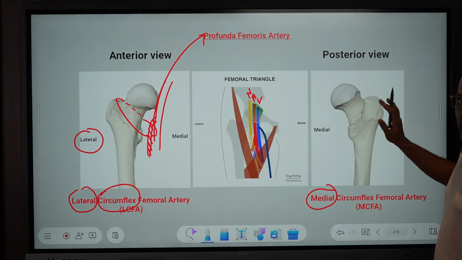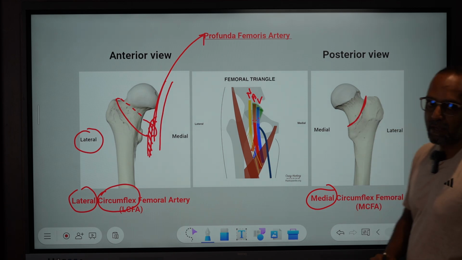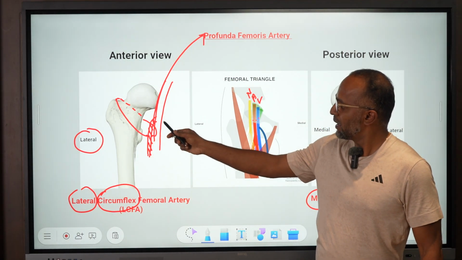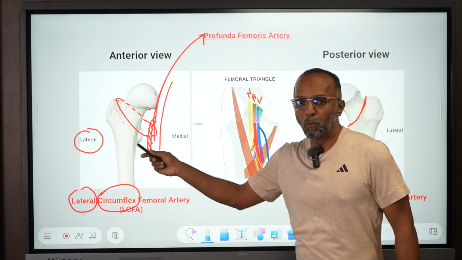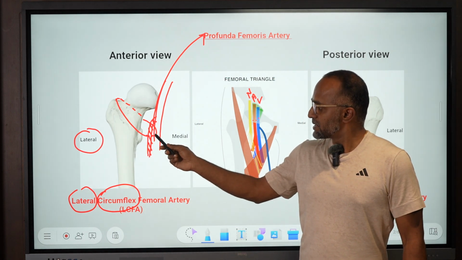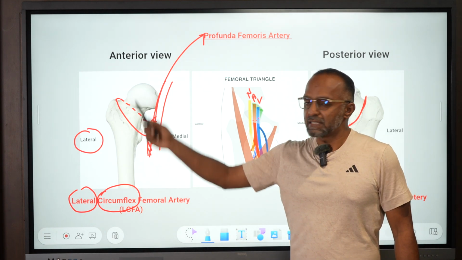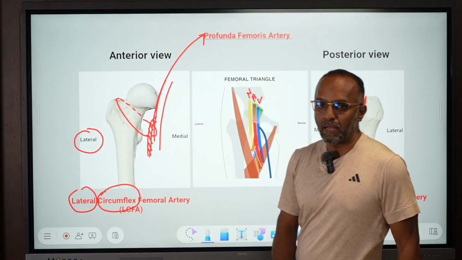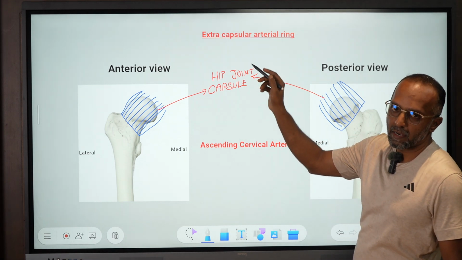So this is the neck of the femur from the posterior aspect, and here comes the medial circumflex femoral artery, that is behind the neck. So you should know femoral artery, profunda femoris artery. The branch which goes anterior and moves towards the lateral side is called the lateral circumflex femoral artery, and the branch which goes medial, rotates and goes behind the neck of the femur is the medial circumflex femoral artery. These two arteries together form a circle or ring. What is that ring called? It is called the extra-capsular arterial ring.